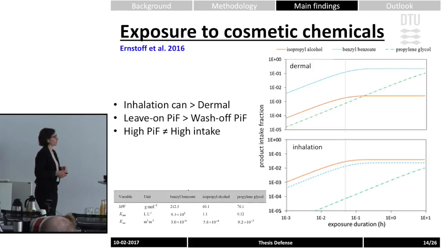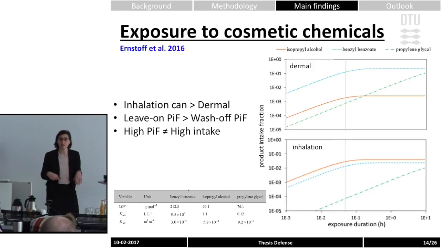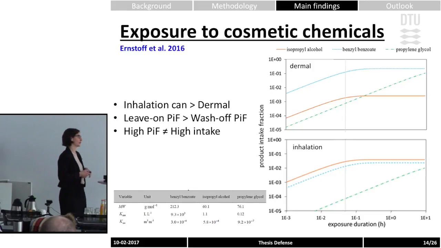Also, we can take a look at, for example, propylene glycol. This is the linear line here, the green dotted line. And why this one's behaving differently than the other two, or why it looks linear, is simply because we haven't gotten to the time where it would saturate out here. So it's moving quite slowly. It's moving into the skin slowly. It's moving into the air slowly.